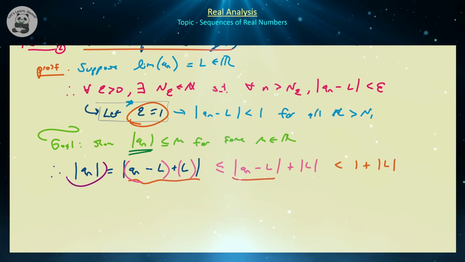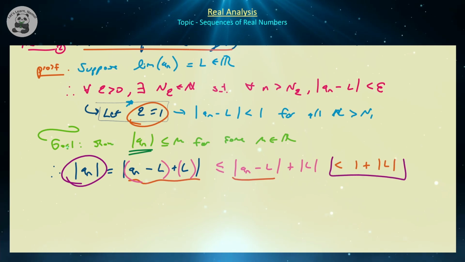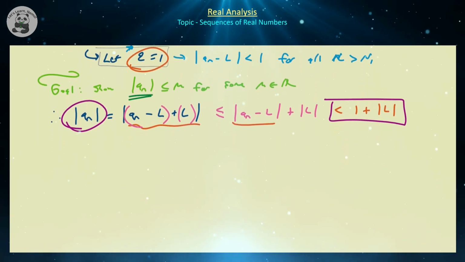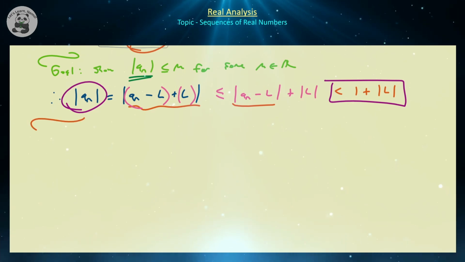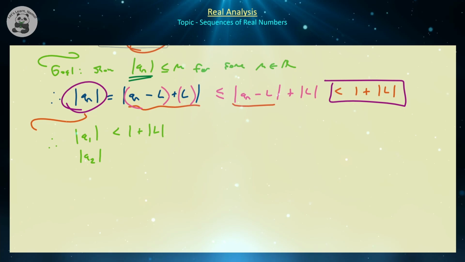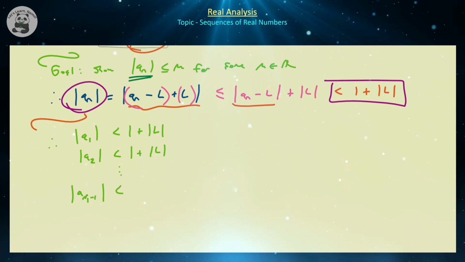Okay? So what do we have here? We have that a_n is less than 1 plus the absolute value of L for all n greater than N_1. So let's write that down and see what we have. We have that the absolute value of a_1 is less than 1 plus the absolute value of L. We have that the absolute value of a_2 is also less than 1 plus the absolute value of L. And this is true all the way down, at least as far as we know, to a_{N_1 minus 1}, the term before that piece where it's not bigger than that epsilon chosen to be 1, right? And that's also going to be 1 plus the absolute value of L, okay?